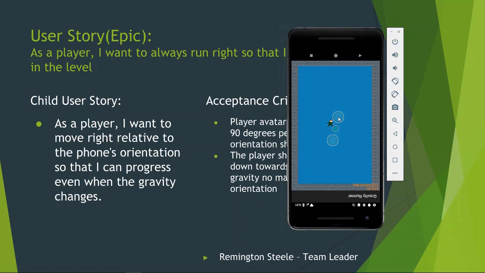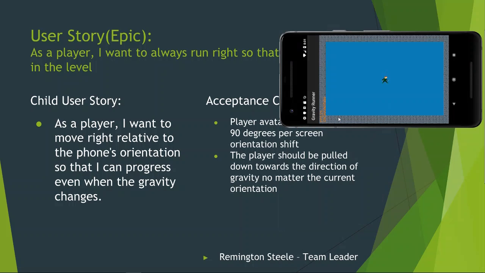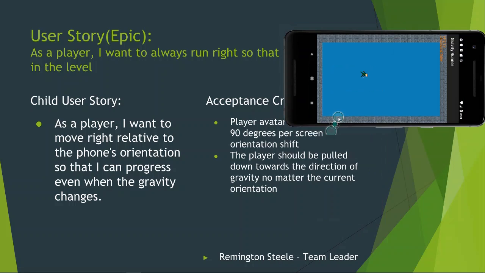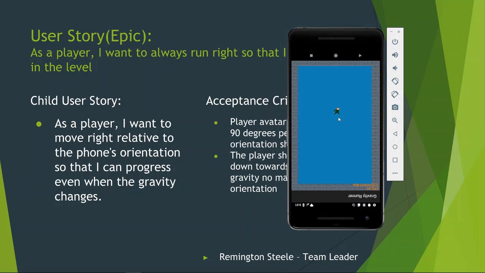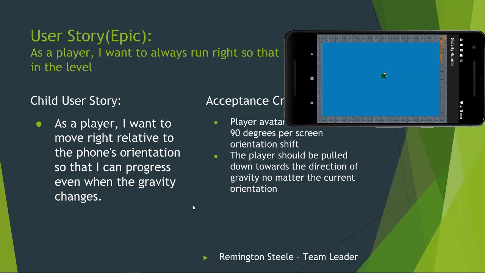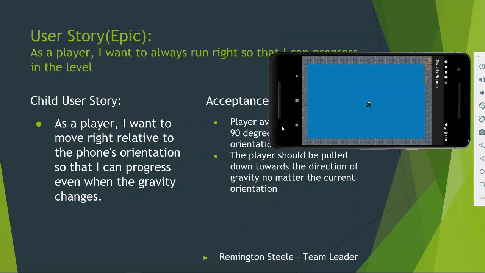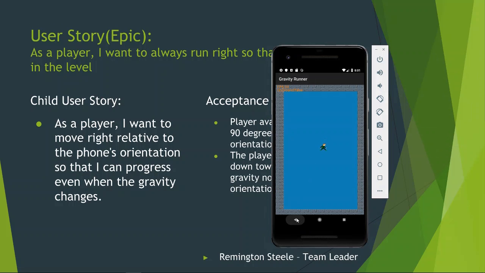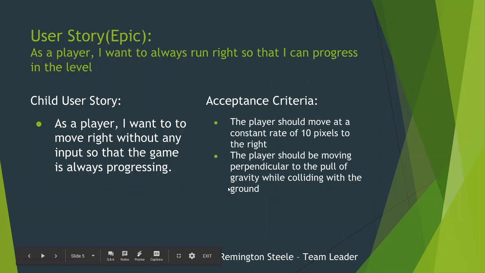And we can do this with any orientational shift. He will keep moving downward towards what would be the ground. And his orientation as well shifts 90 degrees each time. Now, we'll move this back here, on to the next.